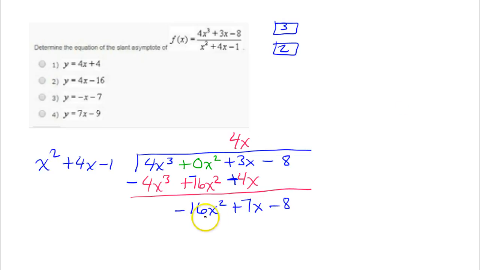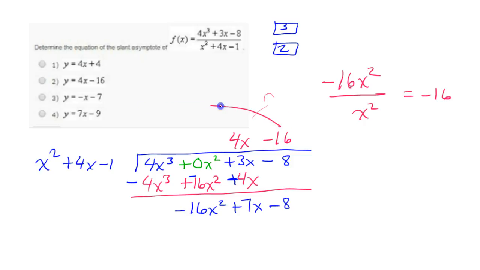So I'm going to take this down here and divide by this right here. So I will do negative 16x squared and divide by x squared. Alright, that's going to make negative 16. So that's what goes right here.